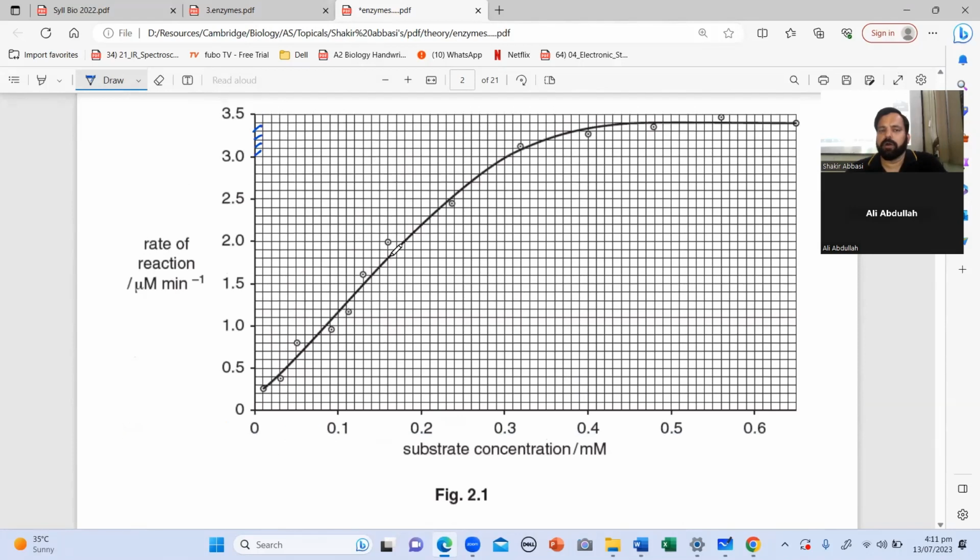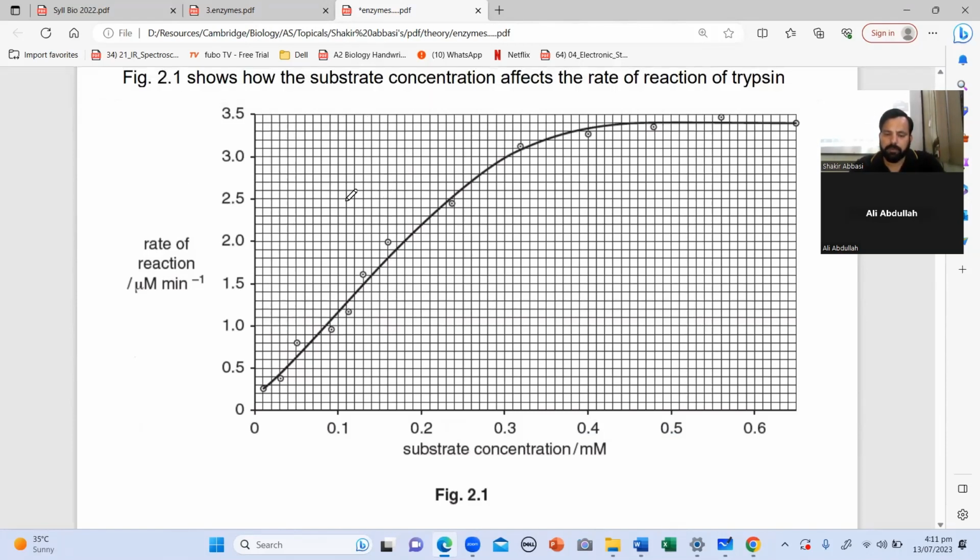Okay, so what should I do? You tell me, I'll do the working. I should do 3.4 divided by 2, right? So it becomes 1.7. 1.7 is about 2 points ahead, right? Yes or no?